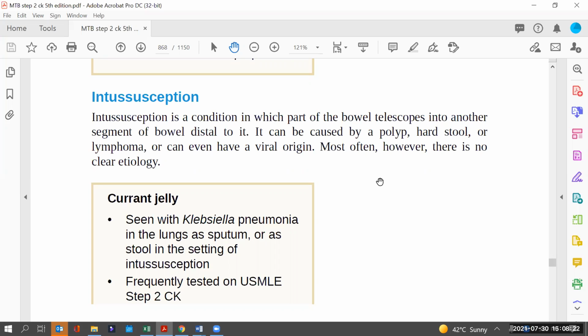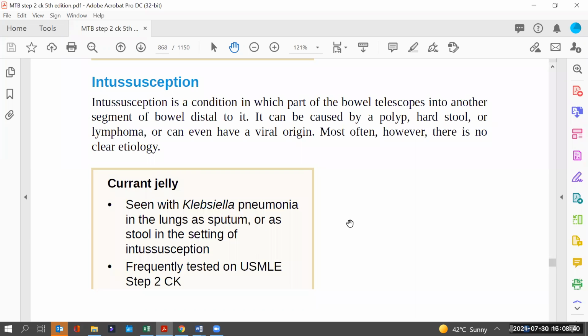and that term in the bowel we call intussusception. Most of the time it can be because of hard stool, maybe because of lymphoma, maybe because of polyp, but there is nothing you can say is the most important cause of intussusception. No, we cannot say like that, but sometimes it may happen in this way. So now we have this one, currant jelly.